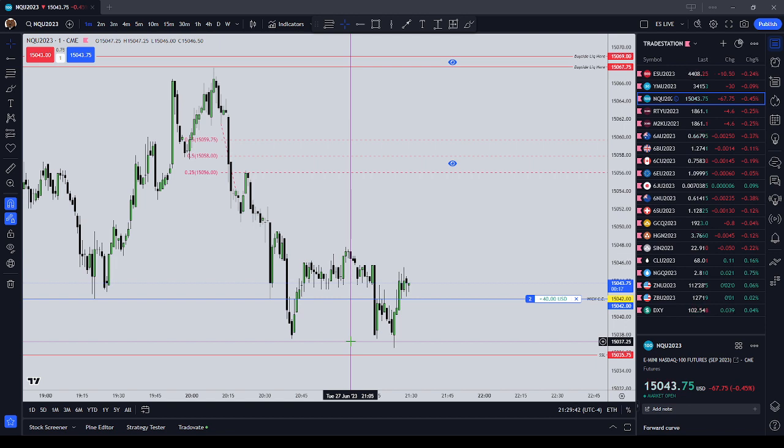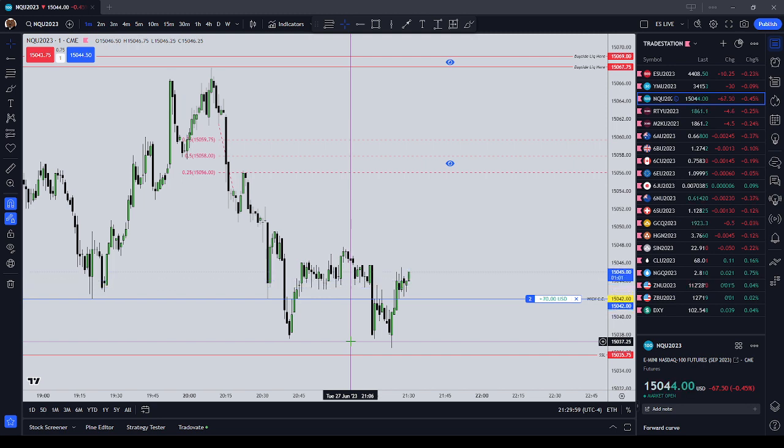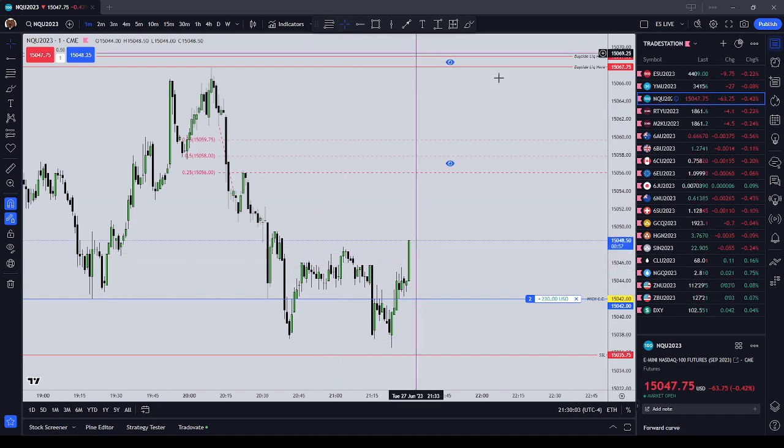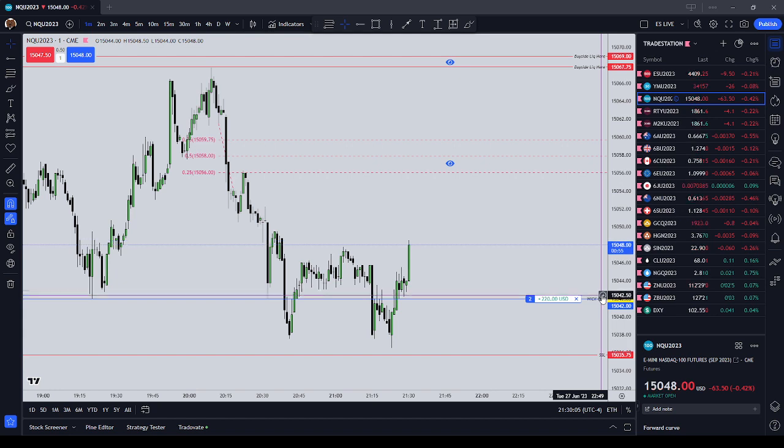I'm hoping that I can show y'all an example of trading the bottom tick. Not the bottom tick, but the bottom tick of a little retracement. Yeah, there we go. There we go, right there. That's what we were looking for.